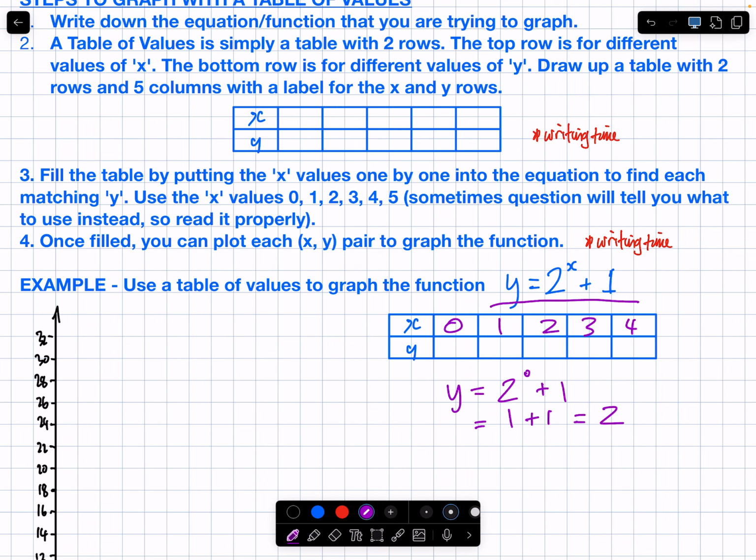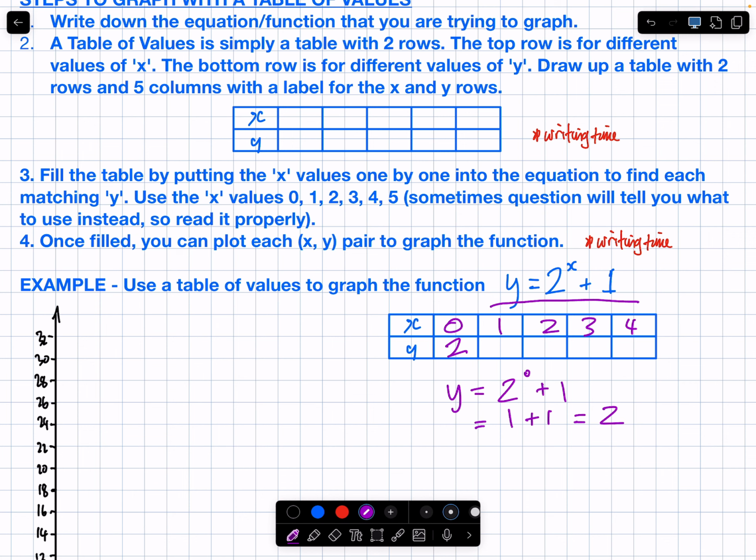So what does that maths tell me? When x was 0, what did my maths tell me y was equal to? 2. So that's what I'm going to put in the table. When x is 0, y is 2 for this function.